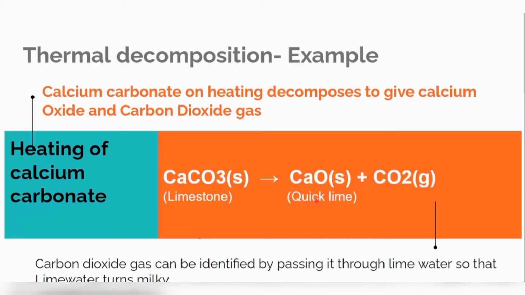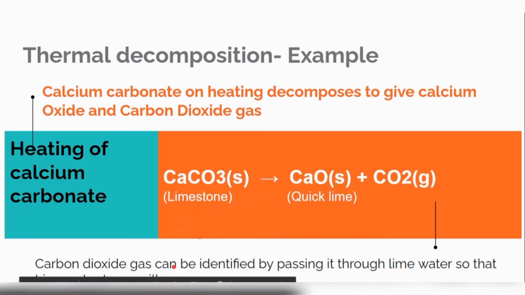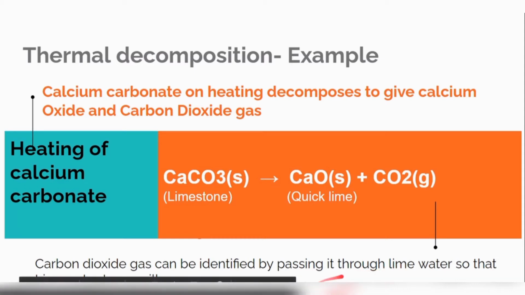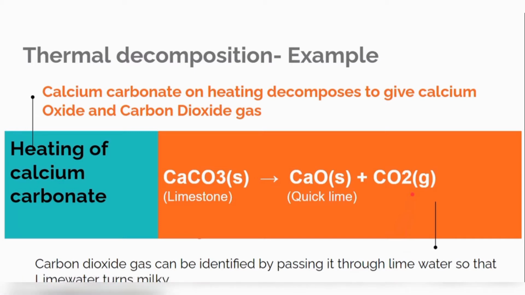And how do we identify carbon dioxide gas? Carbon dioxide gas can be identified by passing it through lime water. Lime water is slaked lime solution. When you pass carbon dioxide through lime water, it turns milky. This is the identification test for carbon dioxide. So heating of calcium carbonate is a very good example of thermal decomposition.